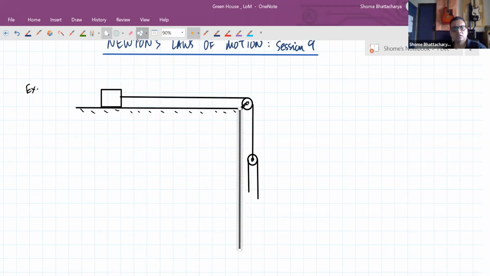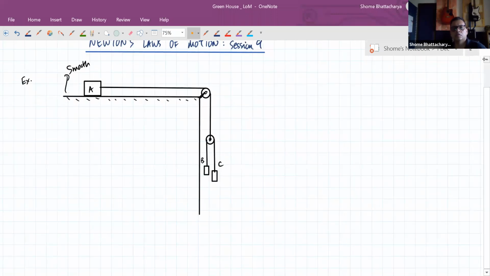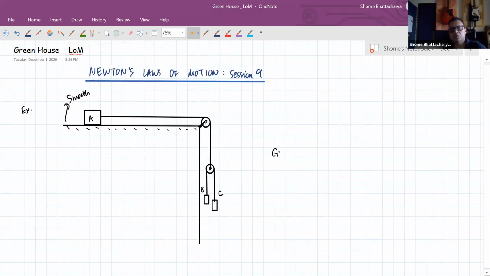Okay, and we release the system from rest. So we have to find the acceleration of various blocks. Okay. So let us say this is block A, this is B, and this is C, and this is a smooth surface. So given the various masses, let us say mass of A is 5 kilograms, mass of B is say 3 kilograms, and mass of C is 2 kgs, and g is 10 meters per second square.